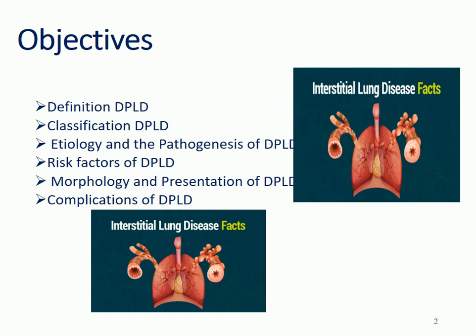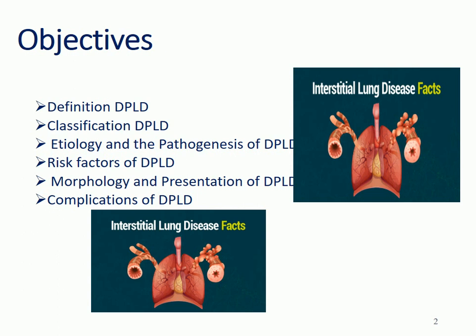This is a long session, so we have parted it into several parts. But all in all, we'll look at the definition of diffuse parenchymal lung diseases, the classification, etiology and pathogenesis of these diseases. We will also discuss the risk factors, morphology and presentation, as well as complications, along with a few examples of interstitial lung diseases.